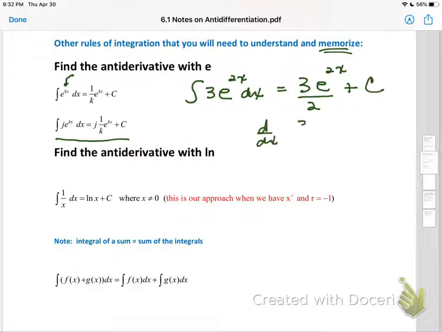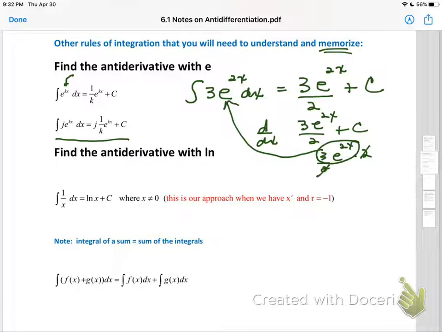Working backwards. This is 3e to the 2x over 2. I'm taking the derivative. I write down what I see, which is 3 over 2 e to the 2x, and I multiply by the derivative of the power, which is 2, and the derivative of a constant is just 0, so that's gone. These cancel, and I do indeed match my integrand.